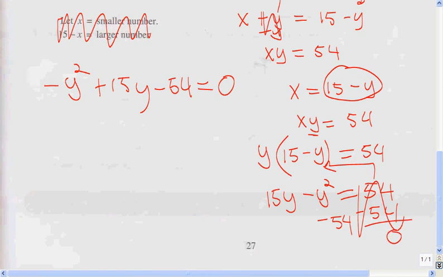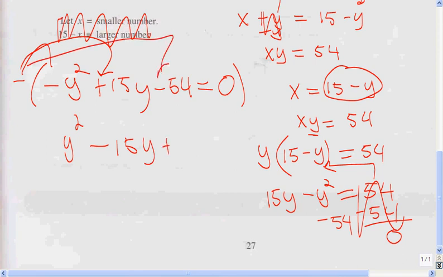I don't want a negative y squared, so I'm going to multiply everything by a negative so I can change the sign. The square should never be negative. So you multiply by negative to turn it positive. Negative times a negative equals a positive y squared. Negative times a positive equals a negative 15y. And a negative times a negative equals a positive 54. And there's no negative 0, so that stays as 0. Now we have it in the quadratic equation form.